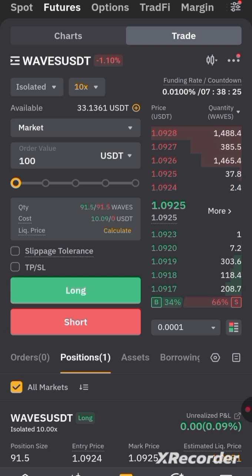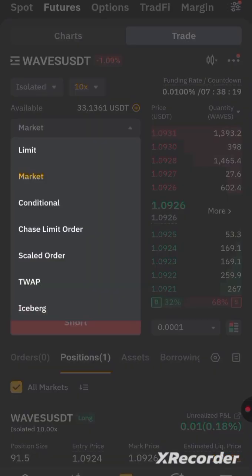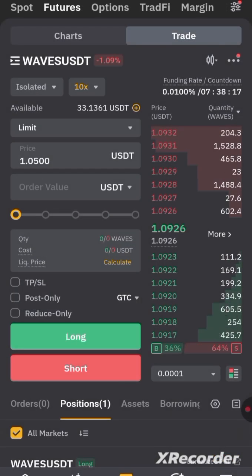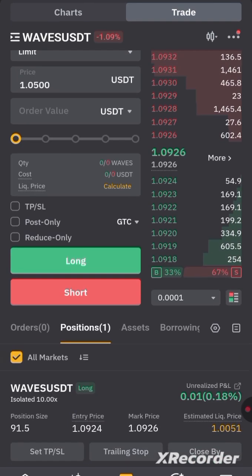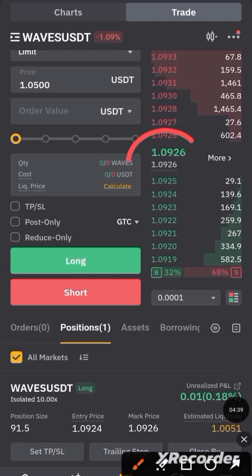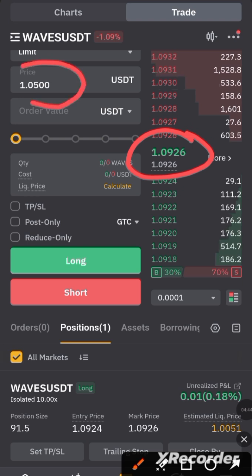You don't want to enter the market immediately. You are waiting for the market to come down to your second entry point. So what we are going to use now is a limit order. This is the current market price, and I set the second entry price at this particular level. Can you see that it is very far from the liquidation price?